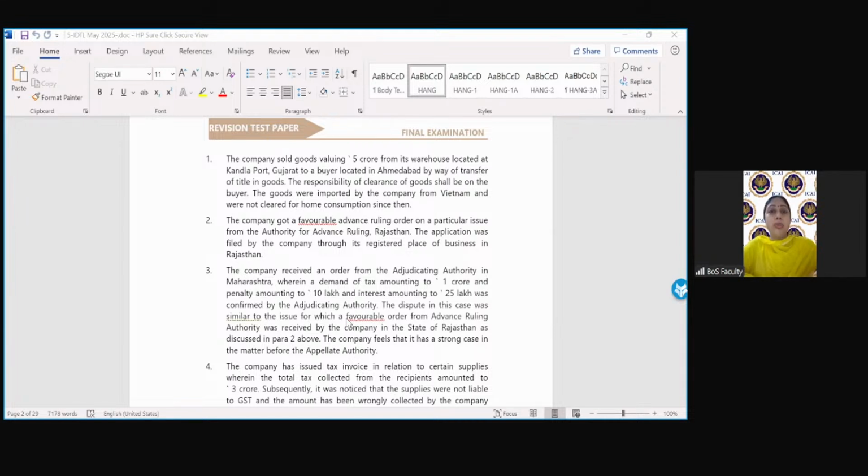It has been mentioned that these goods were imported by the company from Vietnam and they were not cleared for home consumption since then.